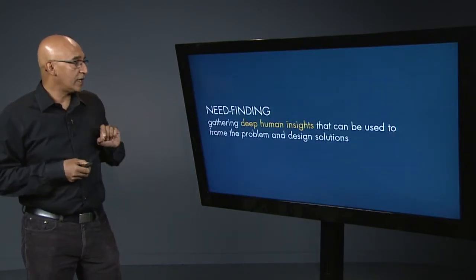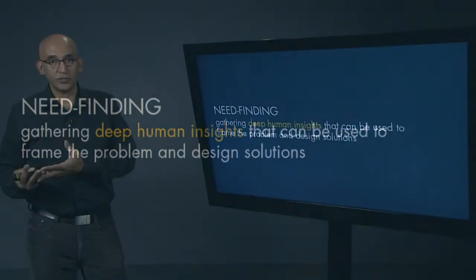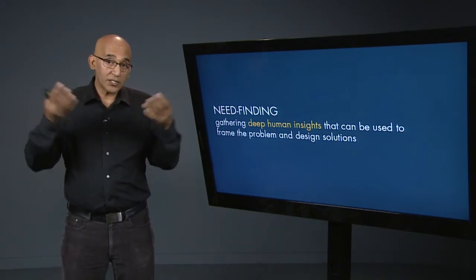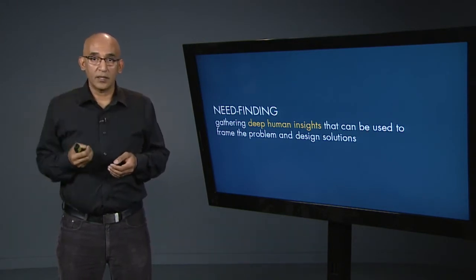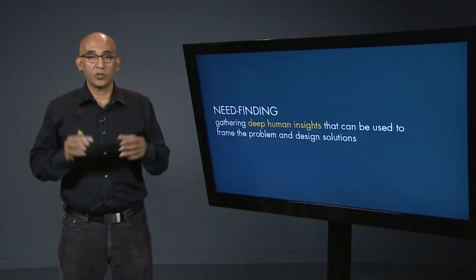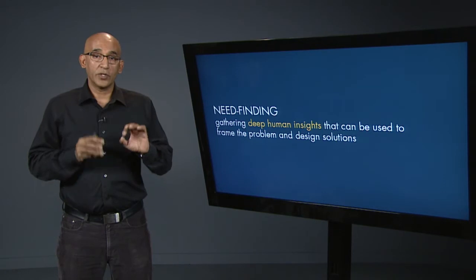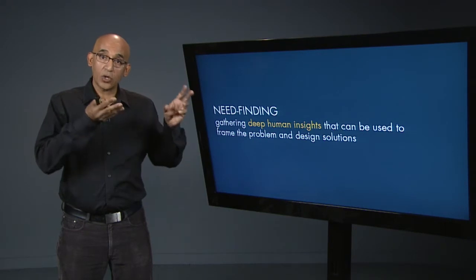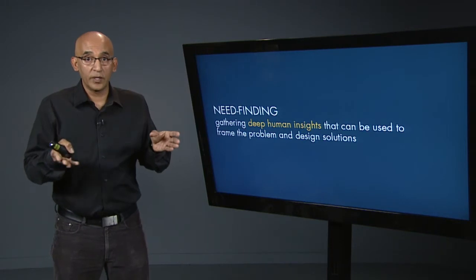So need finding is gathering very deep human insights that can be used to frame the problem and design solutions. Now, why are we saying that it is deep human insights? Actually, all sorts of insights are important. The need could be a resource flow issue. It could be the fact that the soil doesn't have enough nutrients, or what have you. And all those are important. But the reason why we are emphasizing the human element is because that's where most of the problems go wrong, and that's also where most of the solutions are. So let's emphasize trying to understand what the human issues are.